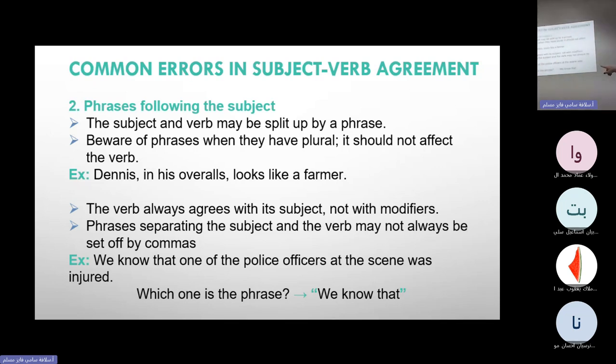We know that one of the police officers at the scene was injured. Okay. The phrase, the interrupting phrase, where is it?